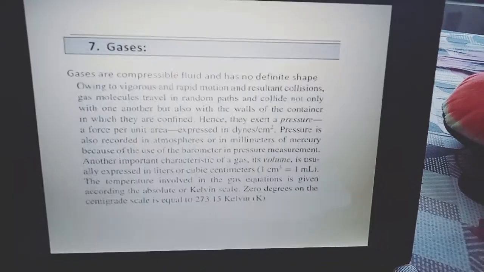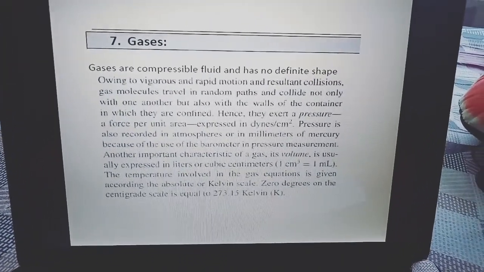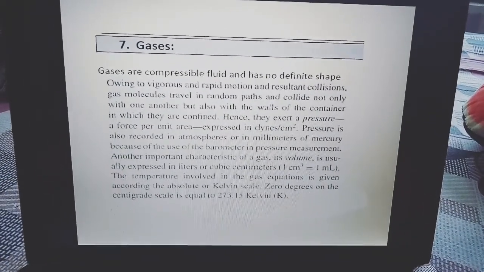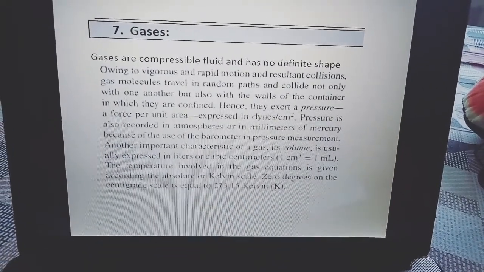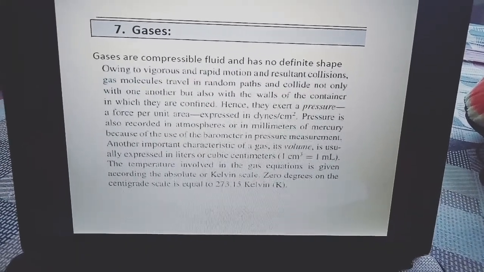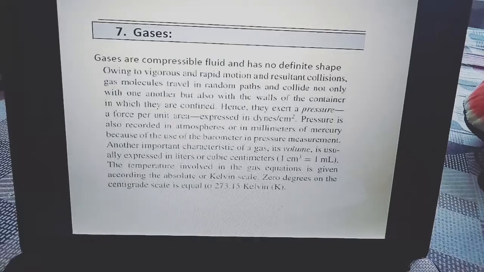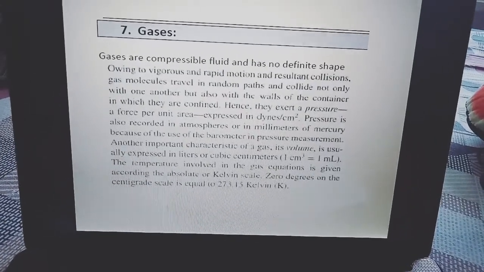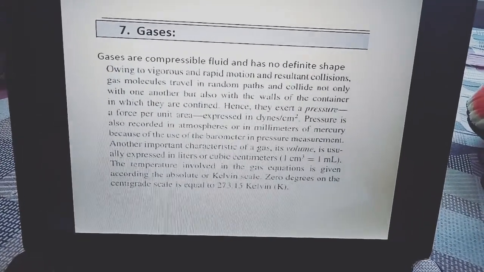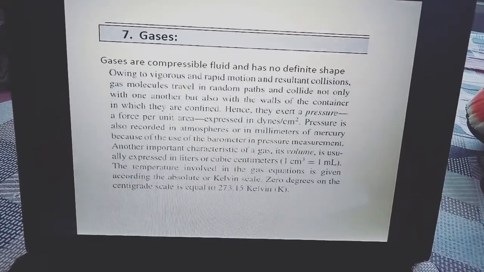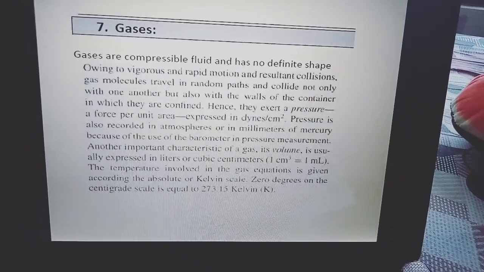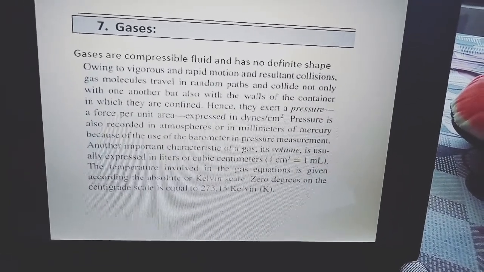Now what are gases? Gases are compressible fluids and have no definite shape. Owing to vigorous and rapid motion and resultant collisions, the gas molecules travel in random paths and collide not only with one another but also with the walls of the container in which they are packed. Hence, they exert a pressure. Gases exert a pressure, a force per unit area, which is expressed in dynes per centimeter square. Pressure is also recorded in atmospheres or millimeters of mercury because of the use of a barometer in pressure measurement.